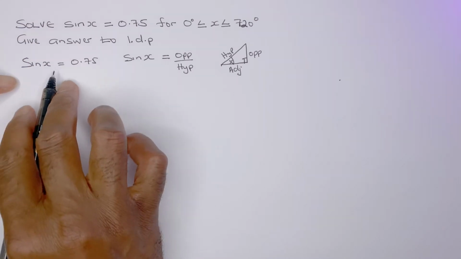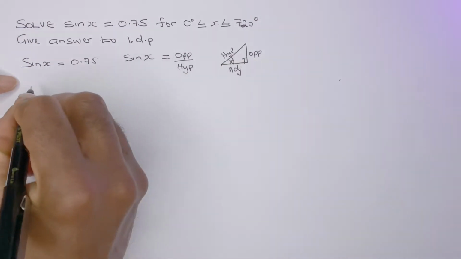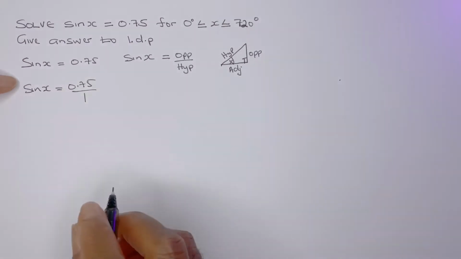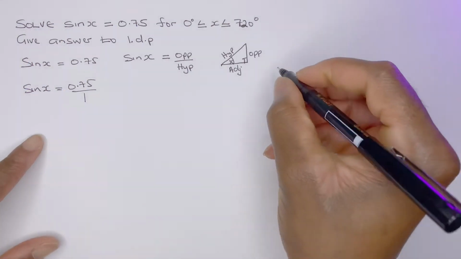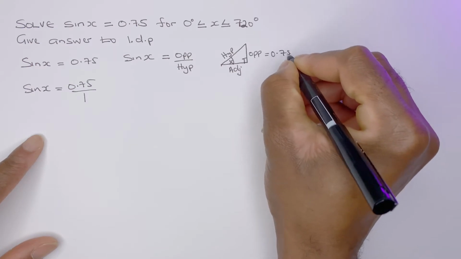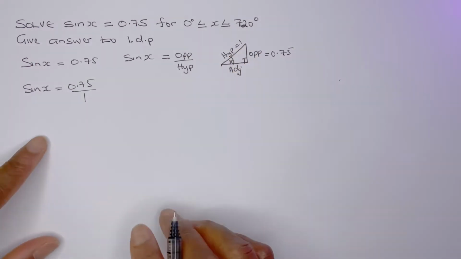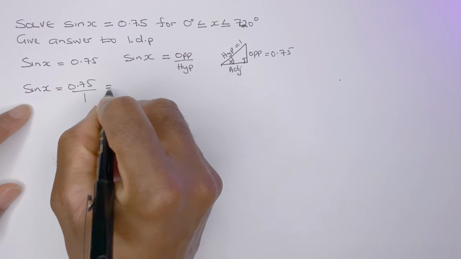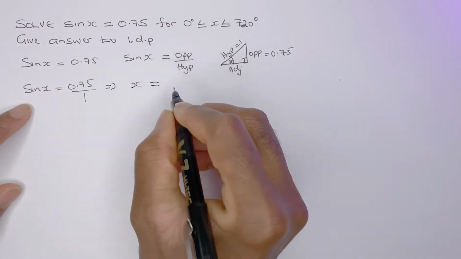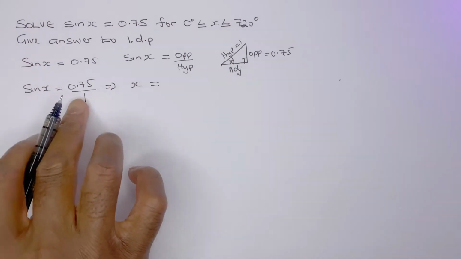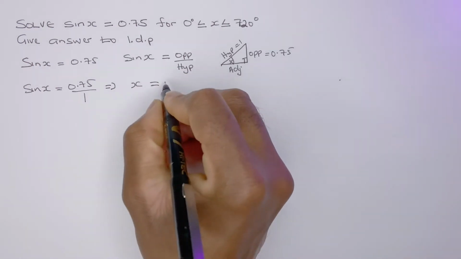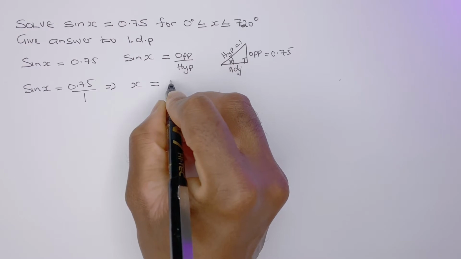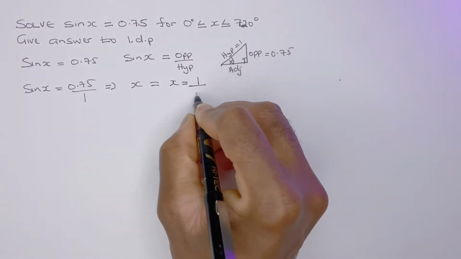So in order to find x, we write sine of x is 0.75 over 1. That's what that meant. And that meant that the opposite is 0.75 and the hypotenuse is equal to 1. That's opposite over hypotenuse. So we can then find x. X will be equal to, if we divide both sides of this equation by sine, so I get sine over sine, we cancel sine. Then we get x equals 1 over sine.